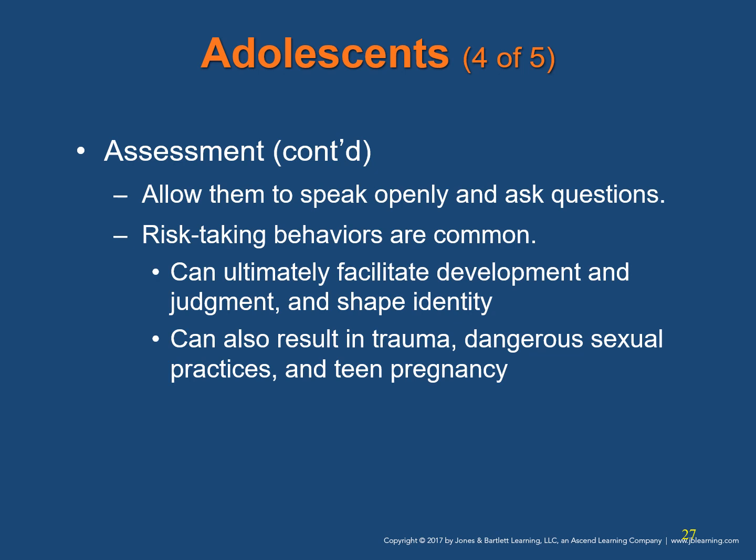Risk-taking behaviors are common at this age. Some risk can ultimately facilitate development and judgment and shape their identity as an adult. Risk can also result in unintentional trauma, drug or alcohol abuse, unprotected sex, and teen pregnancy.